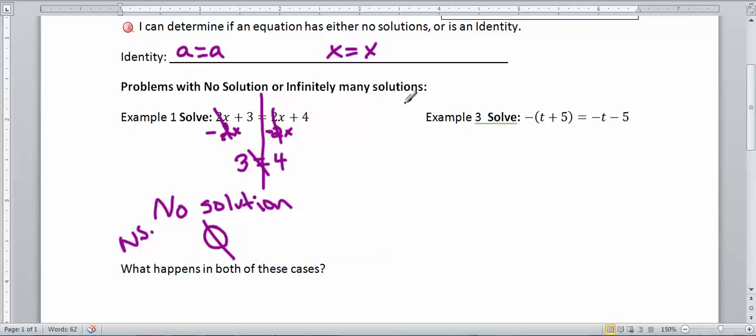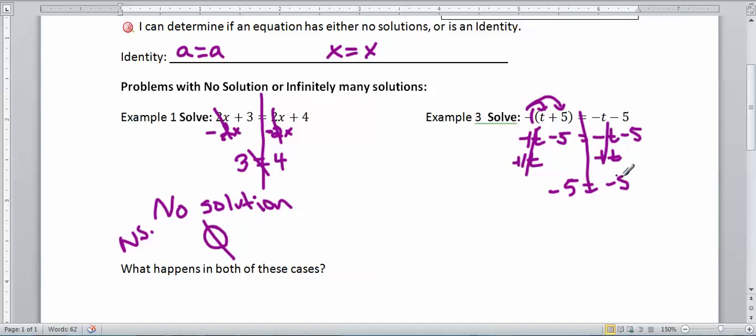All right, in my second example, the first thing I have to do is get rid of this negative sign. Negative is an implied negative 1, so I'm going to distribute in a negative 1. So I get negative t, positive 5 times negative 1 is negative 5, equals negative t minus 5. I'm going to try to solve this. If I add t to both sides, this t drops out and becomes 0. Negative t plus t also drops out and becomes 0, and I'm left with negative 5 equals negative 5.